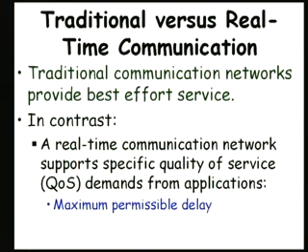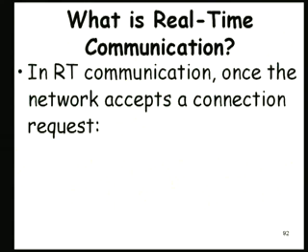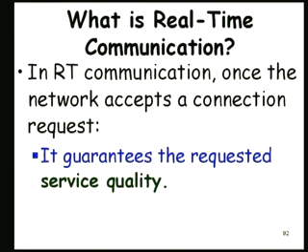Okay. So, the examples of such requests from the application may be the maximum permissible delay. The transmission should occur within a certain time. The maximum loss rate that can be tolerated by the application, and so on. These are some examples of quality of service. And in real time communication, once the network accepts the connection request with specific demands regarding the parameters of the connection, it should guarantee the requested quality. The requested service quality should be guaranteed by the network. That is the way real time communication will work. The application requests a certain service quality, and yes.